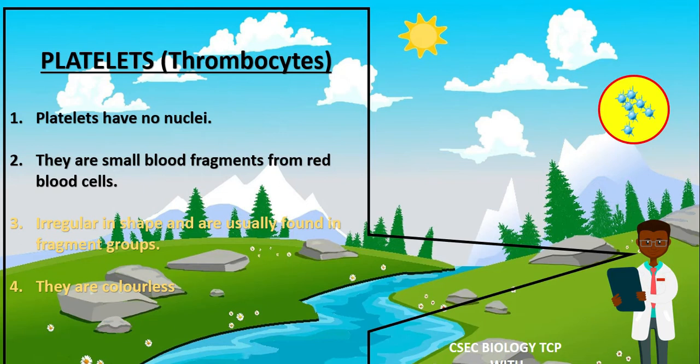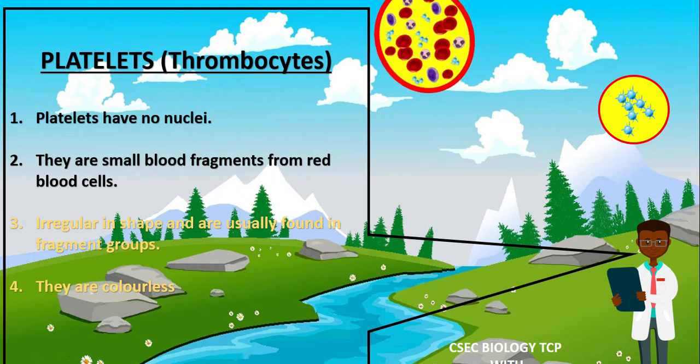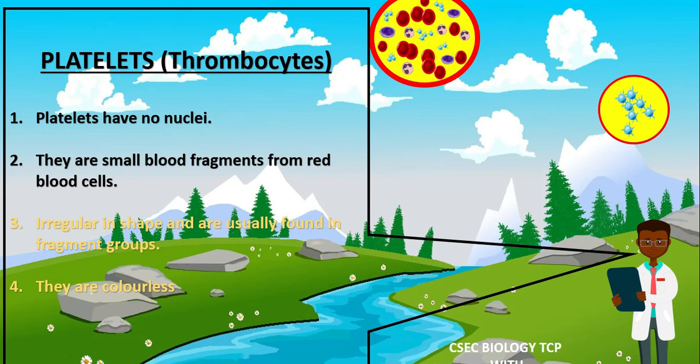Thrombocytes are platelets. Platelets have no nucleus, as they are just small fragments from the red blood cell. They are irregular in shape and are usually found in fragment groups. So usually the platelets are in the blood in a group like this, and they might not be represented like this on your exams, but once we're looking at blood cells and we're seeing these small fragments together like we're seeing here, it tells us that that's the platelet. They are colorless, and that's important to note.